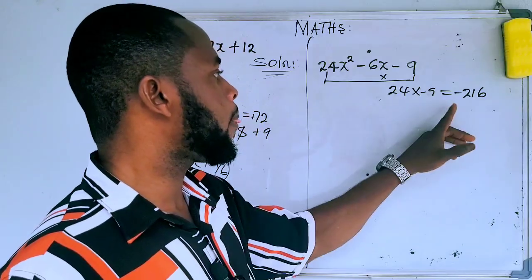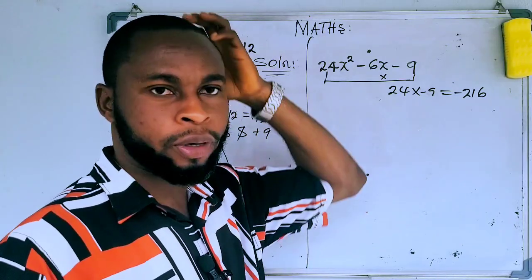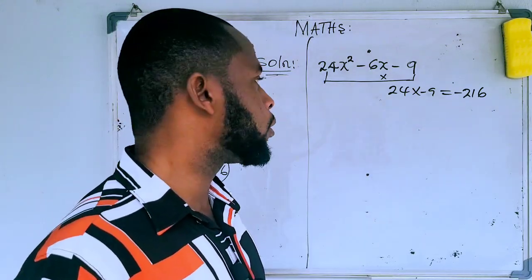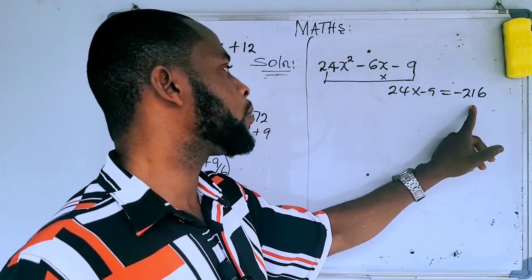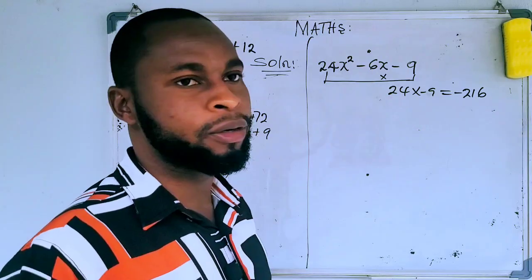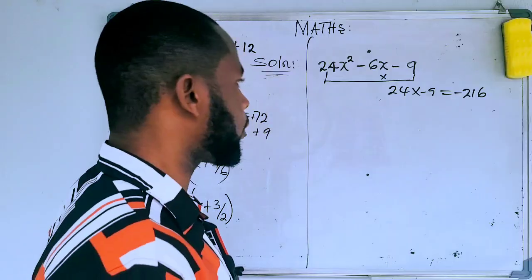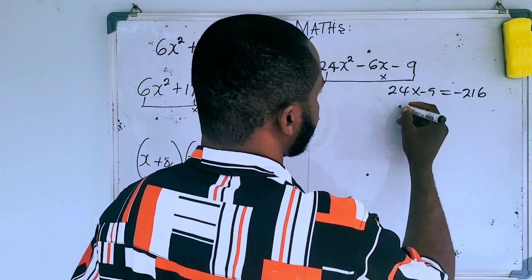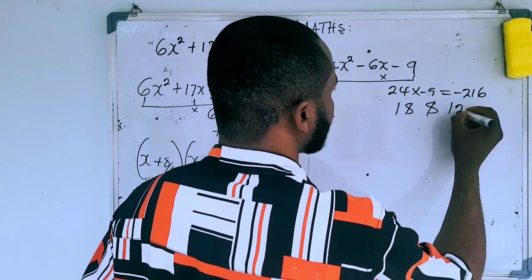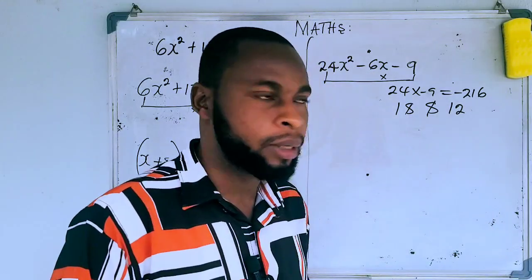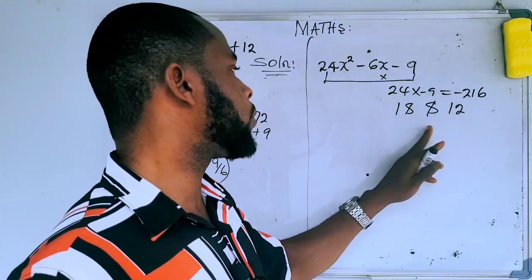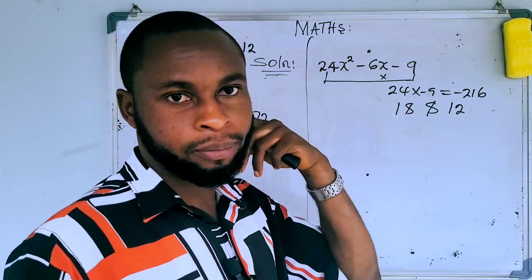Now you still apply the same approach. Look for two possible factors of 216, so that when you multiply out these factors, they give you minus 216. Then when you add up, you have minus 6. Now let these factors be 18 and 12. But you want it in such a way that when you multiply it out, you have minus 216. Then when you add it up, you get minus 6.